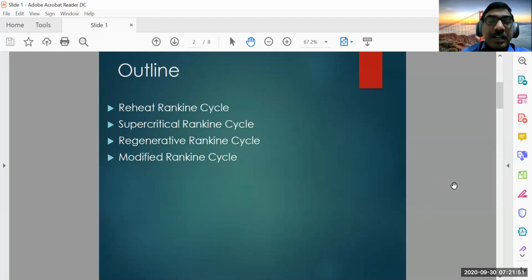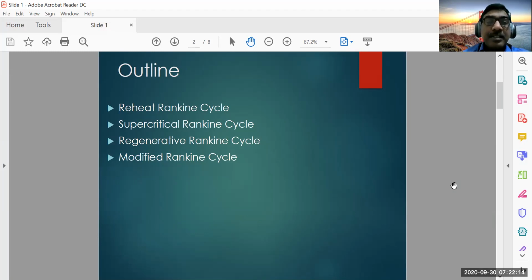There are different types of Rankine cycles. That means there are some versions. Versions means in the basic Rankine cycle also there are some deficiencies. So how to increase the efficiency by making some modifications or some changes in the Rankine cycle, that we'll be discussing today. So there are different types of Rankine cycle.